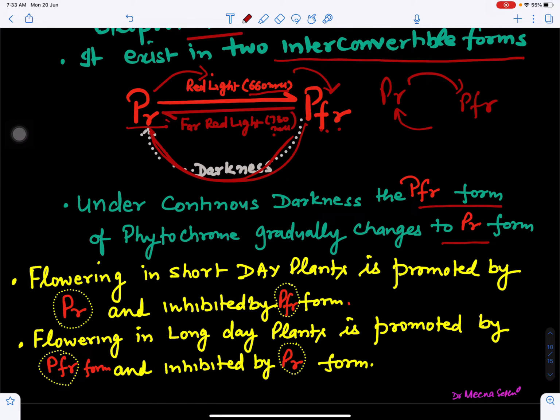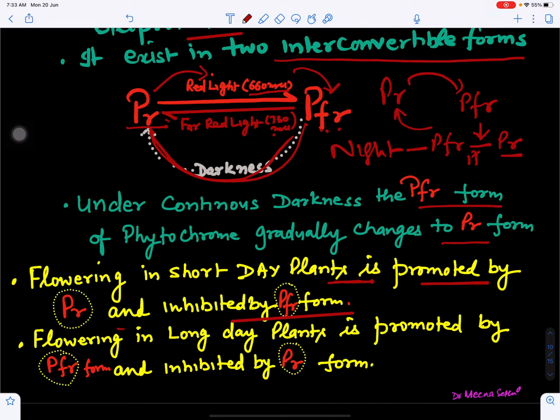So flowering in short day plants, which are also called long night plants, requires that their night period should not be interrupted by a flash of light. It is promoted by PR and inhibited by the PFR form. Now in short day plants at night, we know that PFR till morning will change to PR. If we expose them to light, this will again change into PFR form, so flowering will not occur. So in short day plants, flowering is promoted by PR, which is produced in the early morning by conversion of PFR into PR.